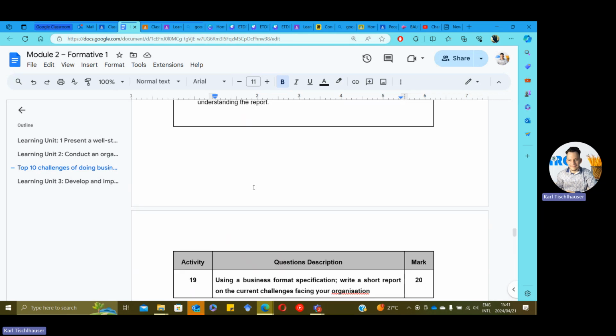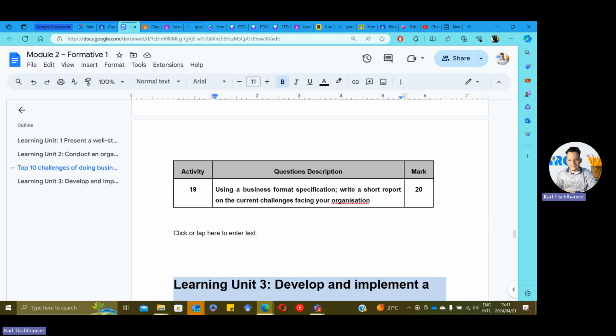Okay. Then 19 says, use the business format specification and write a short report on the current challenges faced in your organization. Okay, this is for 20 marks. So what you want to do is you want to follow the previous template we've presented you with.